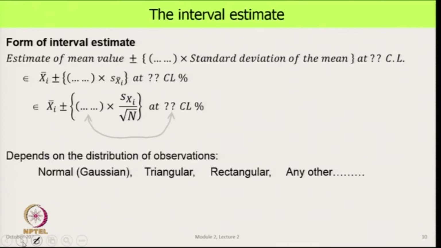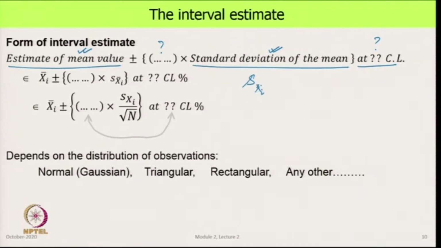So, that gives us the idea of the interval estimate, and the form of the interval estimate is the estimate of the mean value plus minus something multiplied by the standard deviation of the mean at a particular confidence level. This is again unknown. So, from every sample, or even if you had just one sample, we got one thing, which is the mean from the sample, and we got the standard deviation. And we say that the population mean belongs to this plus minus this S x-bar, not S x.